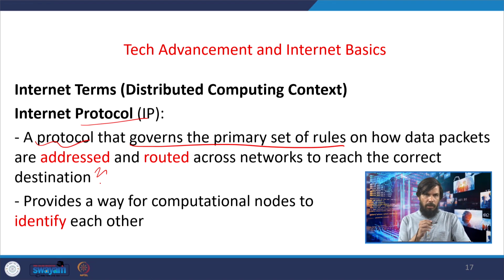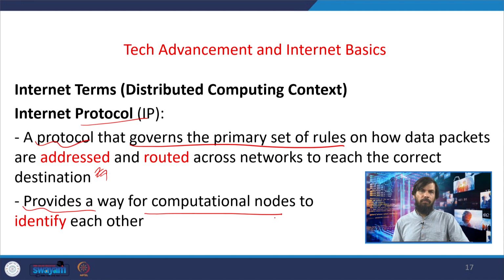Essentially it is this protocol where the name IP comes from. It is actually Internet Protocol address, right. So, this is the protocol which governs that. The internet protocol essentially provides a way for computational nodes to identify each other, because each computational node will get an IP address, and using that, this identification can happen, right.